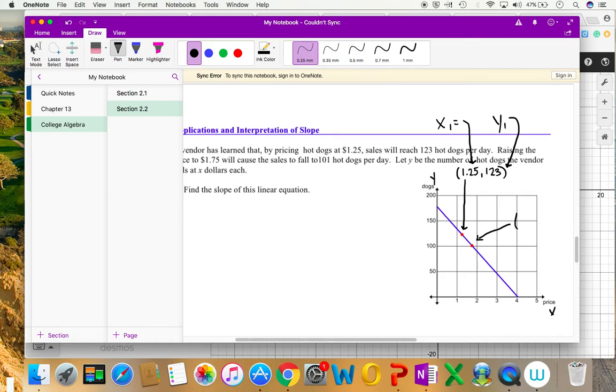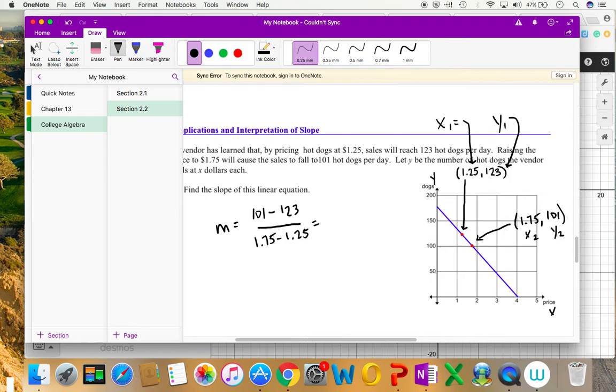My second point would be $1.75, and the quantity would be 101. So I can see the general trend as price goes up, the number of dogs I sell goes down. But let's use these 2 points to figure out what my slope is. And I know it should be negative because the shape is going down left to right. So 101 minus 123 all over x2 is 1.75, x1 is 1.25. You can use your calculator to assist you with this.